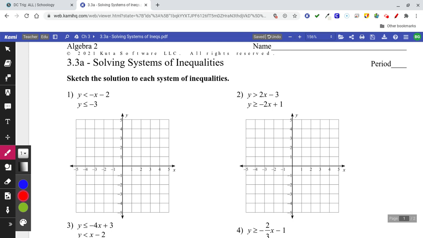3.3, solving systems of inequalities. Notice you've got two inequalities. And if you recall, what we have to do is identify what the shape is, as well as look at this symbol. And so in this first example, the less than symbol tells me that it's going to be a dotted line, and we're going to shade below. And the next one is going to be a solid line, and we're going to shade below. So we're going to have two different inequalities, and we're going to see them overlap.